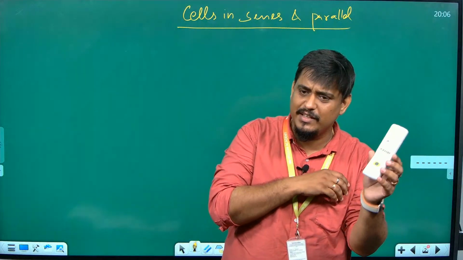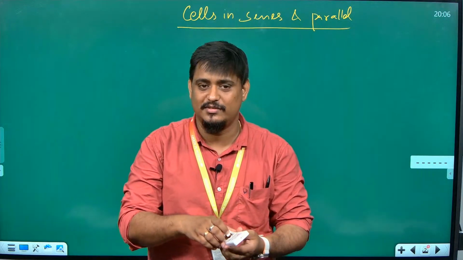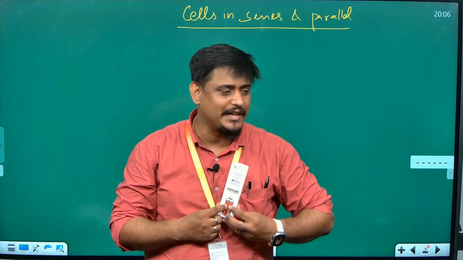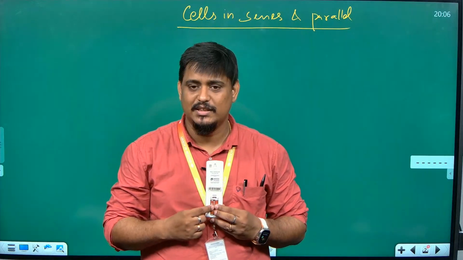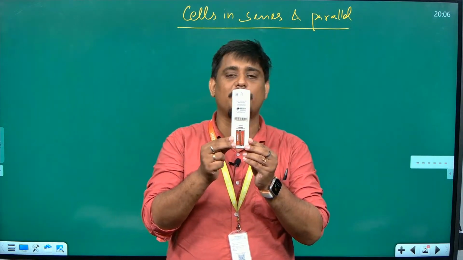Most of you would have seen remotes in your home. It can be a TV remote, an AC remote, a toy remote, any remote it may be. This remote has two cells. Do you agree with me? Here and here, there are two cells. Are they connected in series or parallel?